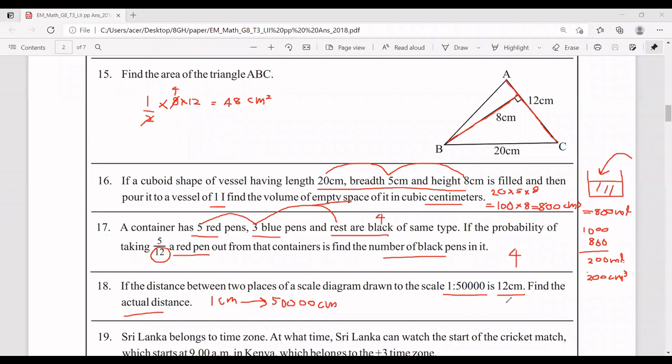Now they ask about 12 centimeters. If one shows this amount, then how do we get 12? If one shows this, then 12 shows 12 times this. Multiply this 1 by 12. First write the zeros. How many zeros are there? 1, 2, 3, 4. First write those 4 zeros.